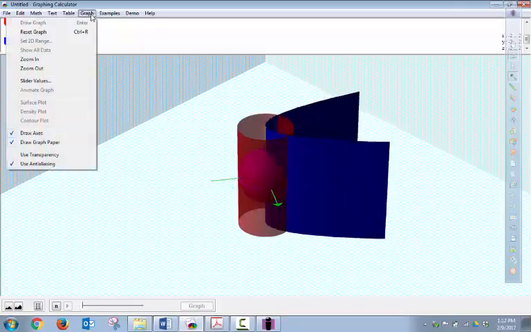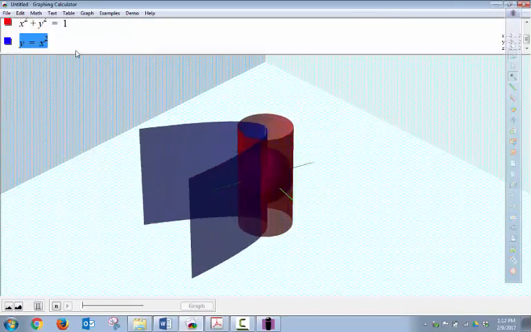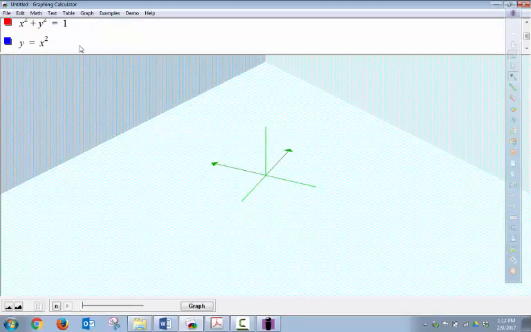Can you do that as well, like that, except z is equal to x squared or y squared? y squared.